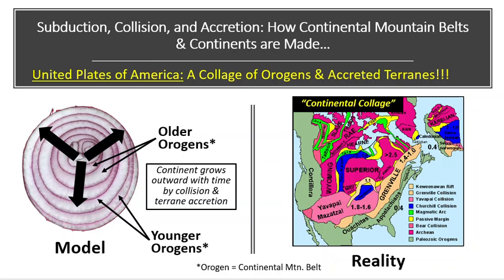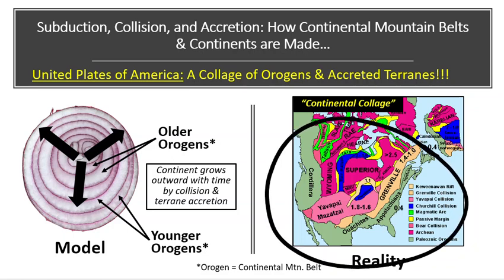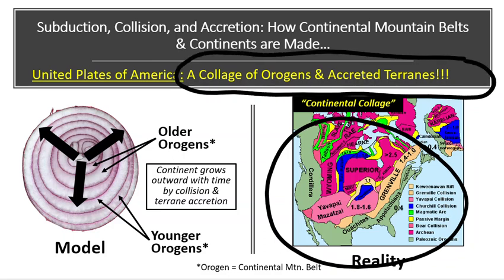And an interesting way to think about our own continent of North America is that it really is a collage, if you will, of various origins of different ages. And again, an origin here is just a continental mountain belt, as well as accreted terrains. And typically, these accreted terrains are subunits of a single origin. So you might have dozens of accreted terrains within one single mountain belt. That is to say that a single origin can be made up of dozens of accreted terrains.